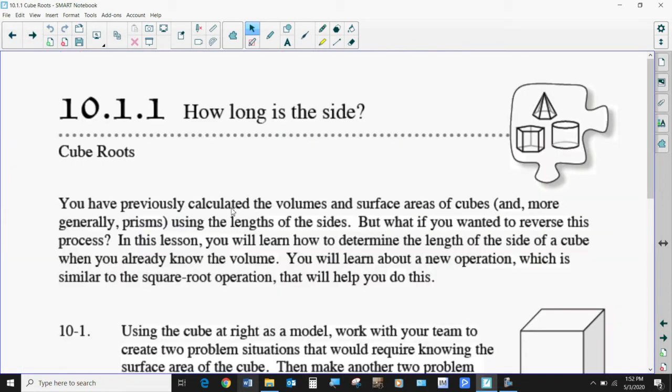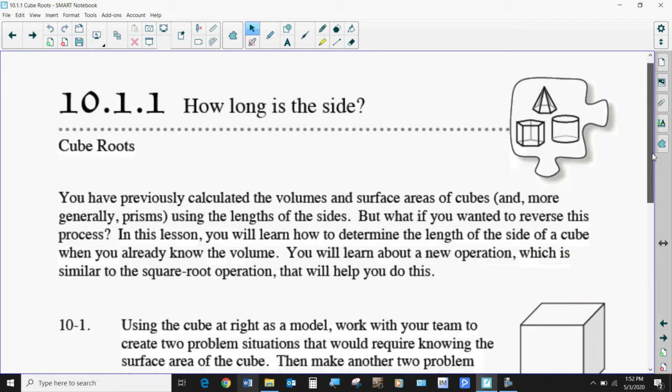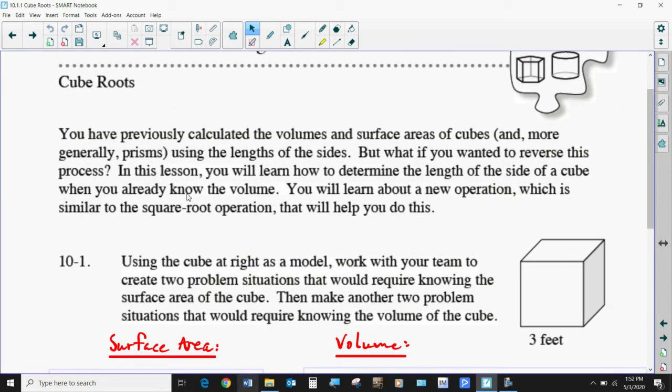All right, so you have previously calculated the volumes and surface areas of cubes and more generally prisms using the lengths of the sides. But what if you wanted to reverse this process? In this lesson, you will learn how to determine the length of the side of a cube when you already know its volume. You will learn about a new operation, which is similar to the square root operation, that will help you do this.